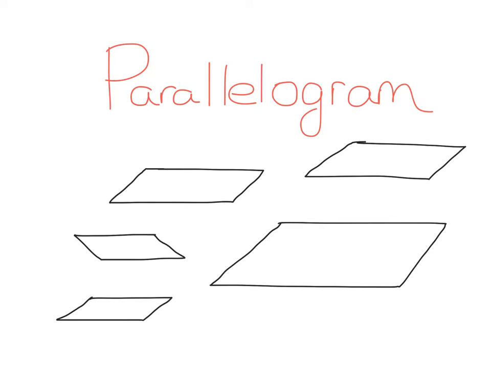Next we have a parallelogram. A parallelogram is a quadrilateral with two sets of parallel sides. So here's one set of parallel sides. They're always the same distance apart, or if you kept drawing the sides, they would never cross. And then here's another set of parallel sides. They're the same distance apart, and if you kept drawing them, they would never cross. So since there's two sets of parallel sides, it's a parallelogram. Let's look at this one. There's one set of parallel sides. There's another set of parallel sides. So it's a parallelogram. It has two sets of parallel sides.